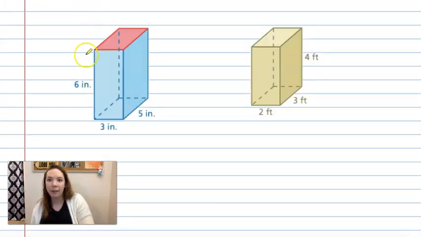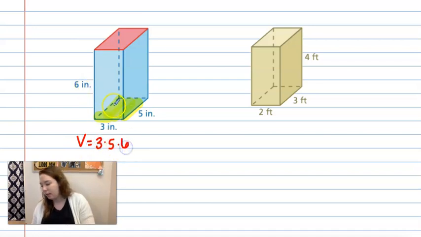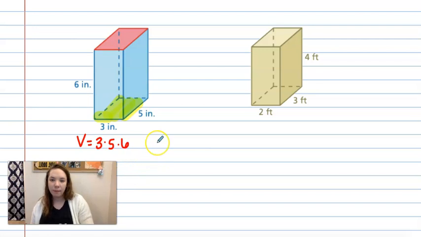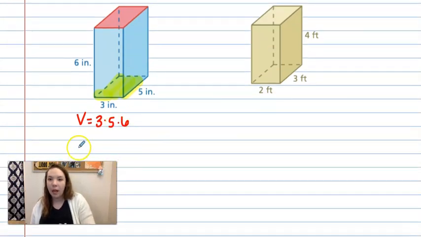So if I have these rectangular prisms, my base is down here, or it could be the red piece at the top, but my base is 3 by 5. So my volume would be the area of the base, which is 3 times 5, times my height of 6, which is 90. And volume is in cubic inches.